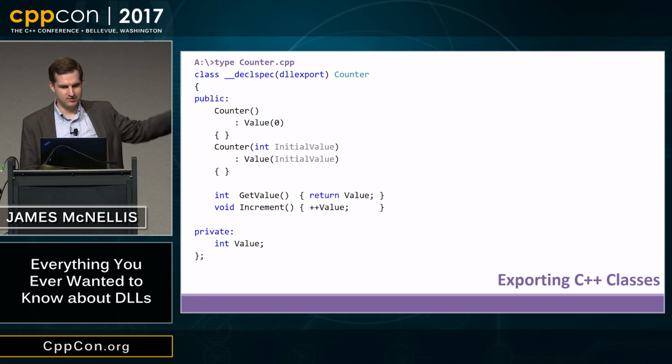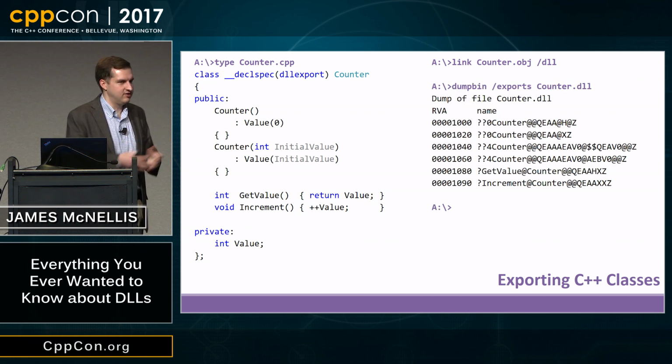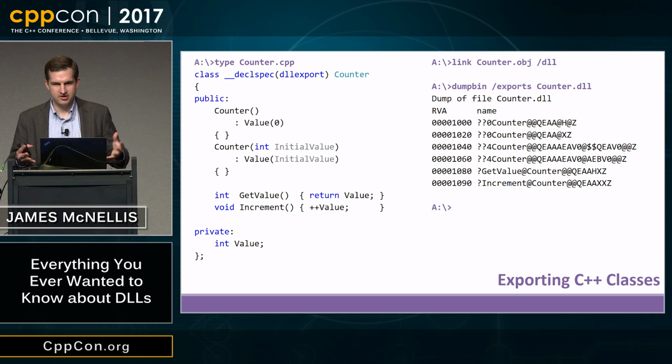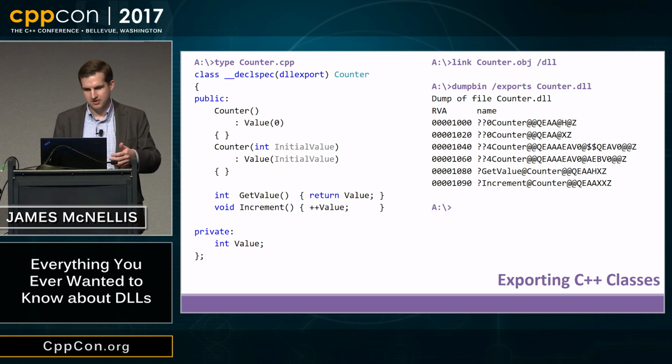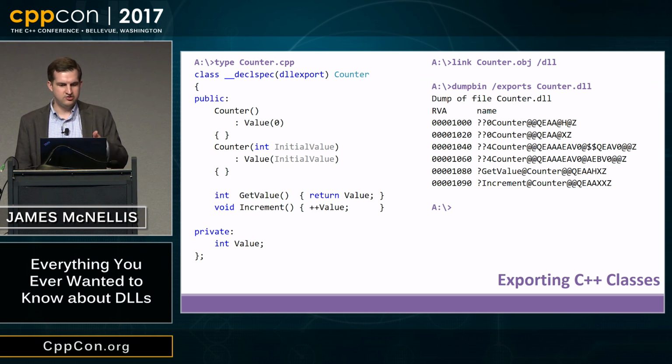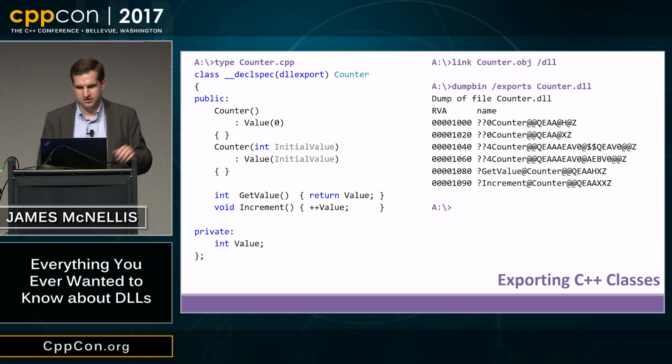So here we've got a class with a couple member functions. We can link it, and of course, classes aren't things that exist in the DLL. All you actually have are all of the member functions that operate on the class. So when you export a class, it actually exports all of the member functions for it. So here we've got the get value and increment that our class has. We have the 2 constructors that our class has, and then the compiler has gone ahead for us and actually generated the copy and move constructor and exported those.